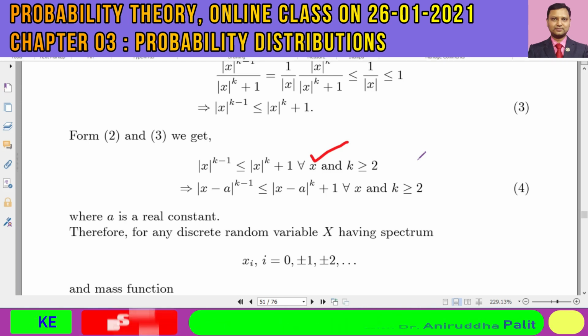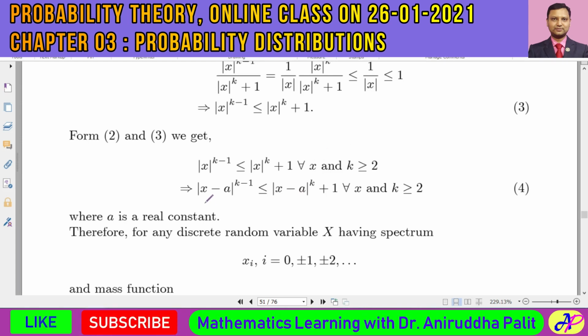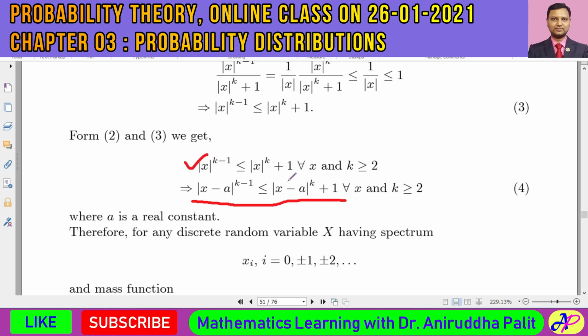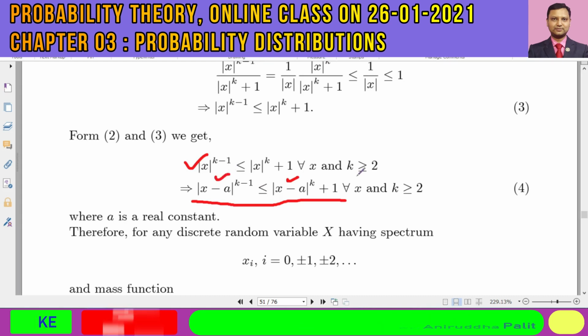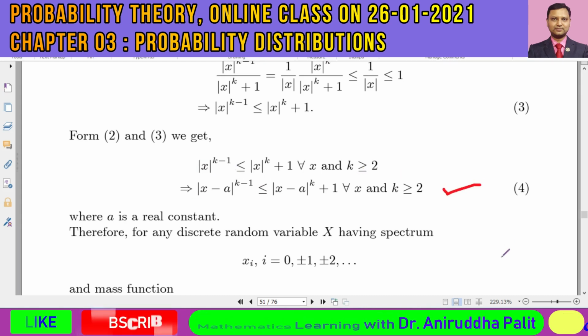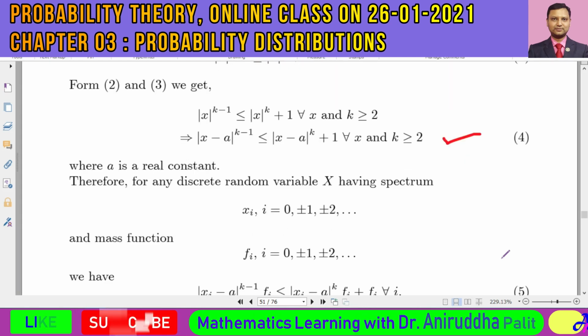So if we replace this real number x by x minus a, even then the corresponding result should be true. So this is the corresponding result where we replace x in this relation by x minus a. Got it? So we get this type of relation number 4. Okay, small a is a real constant.